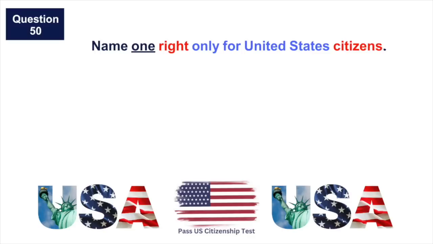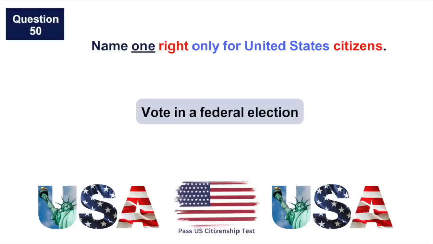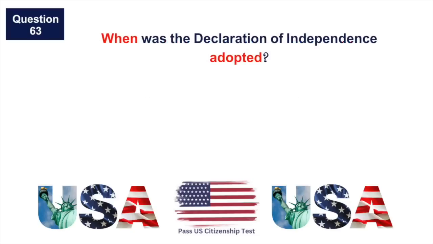Name one right, only for United States citizens. Vote in a federal election. When was the Declaration of Independence adopted? July 4, 1776.